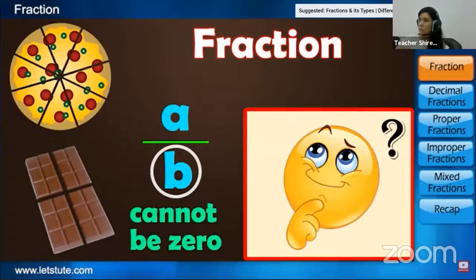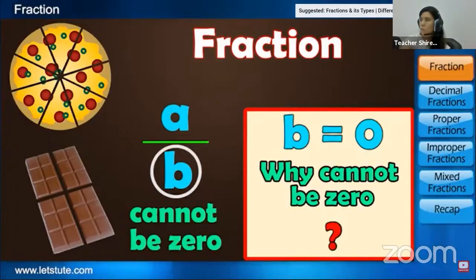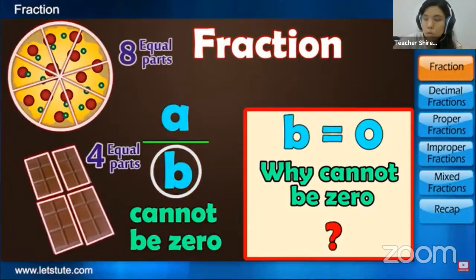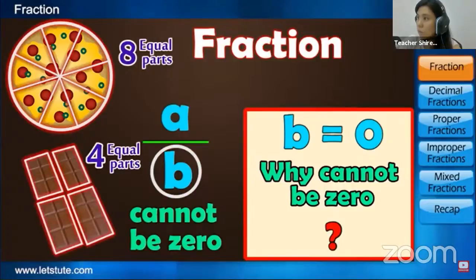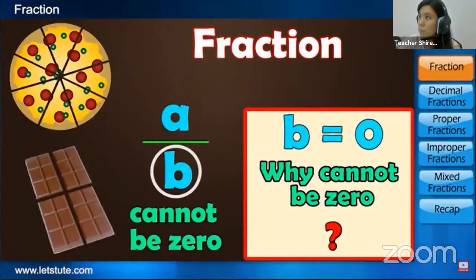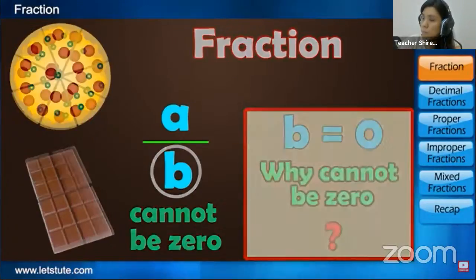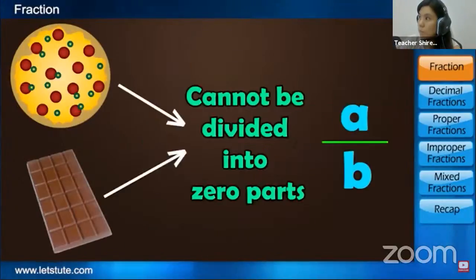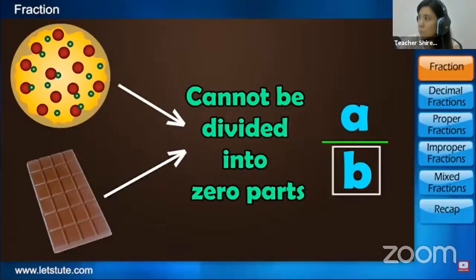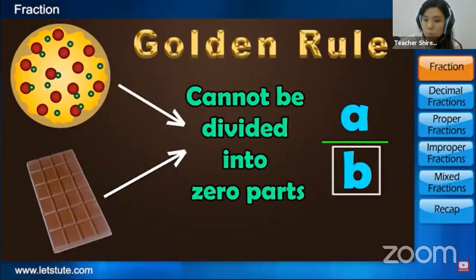Confused? But why can the denominator not be 0? Basically, the denominator is the total number of equal parts in which the whole is divided, right? But if we cannot divide anything into 0 parts, we cannot give any part to anyone, and hence the denominator of a fraction can never be 0. This is one of the golden rules of mathematics.